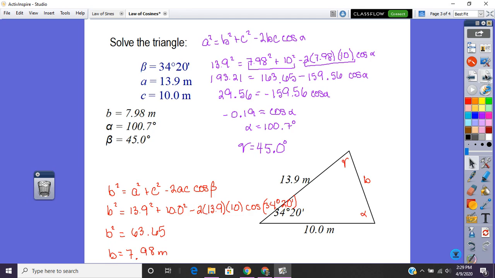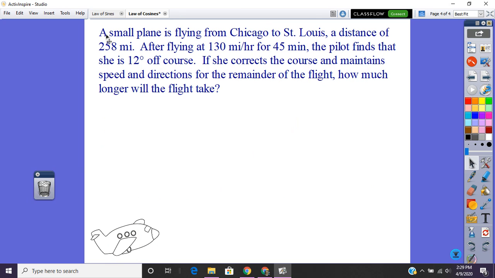All right, let's look at a word problem example. So a small plane is flying from Chicago to St. Louis, a distance of 258 miles. After flying at 130 miles per hour for 45 minutes, the pilot finds that she is 12 degrees off course. If she corrects the course and maintains speed and direction for the remainder of the flight, how much longer will the flight take?